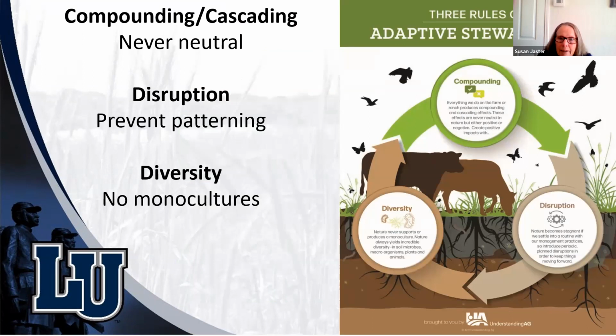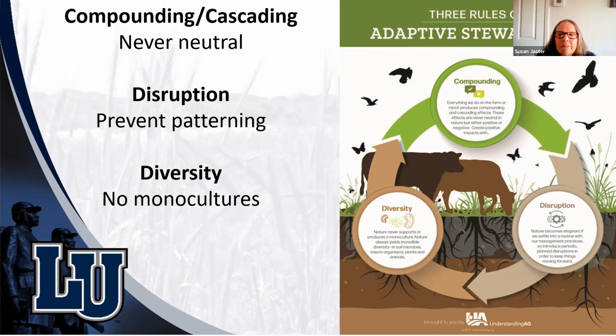Then we want to look at the adaptive stewardship. This shows that nature is compounding and cascading. Once you get things started, it gets better, and it basically has a cascading effect in that nature is never neutral. It's only positive or negative. And so the more positive things we can help on our farms to be more positive, the better off our soils are going to be, the healthier everything's going to be.